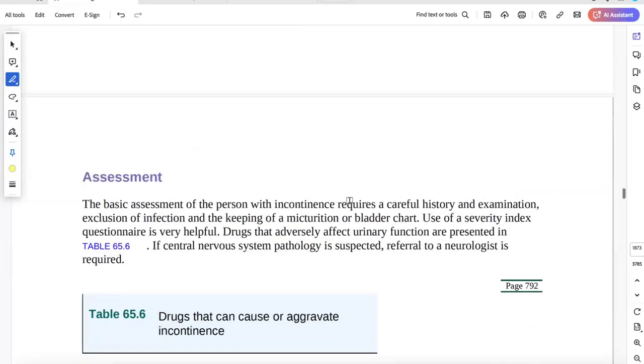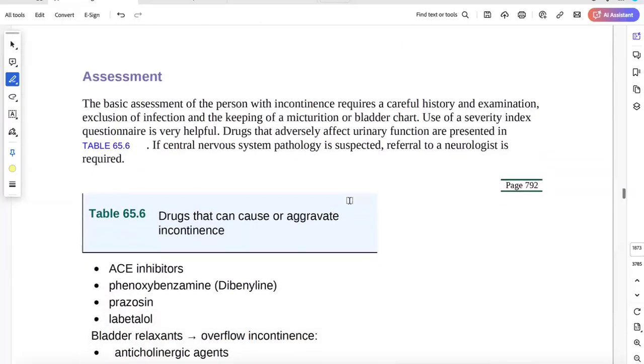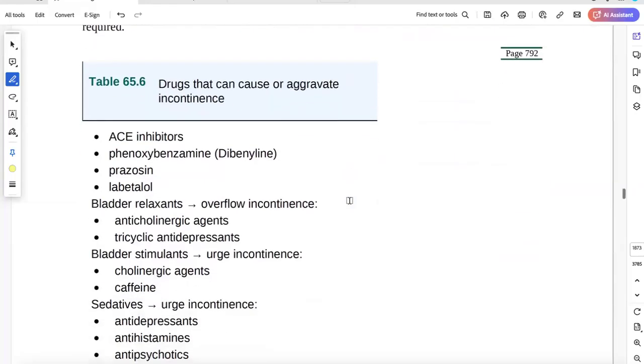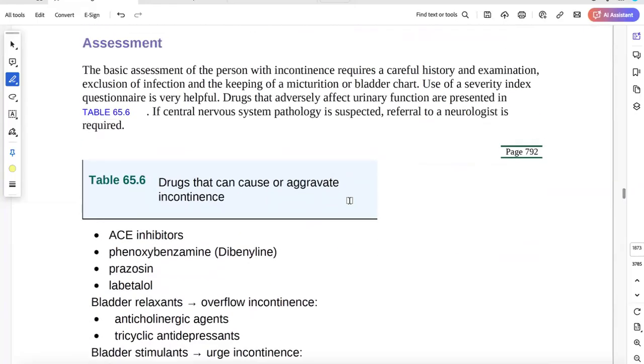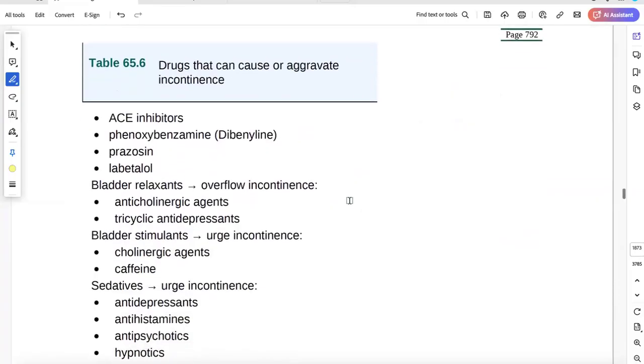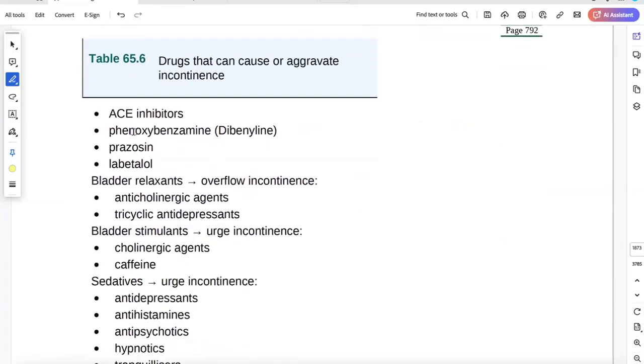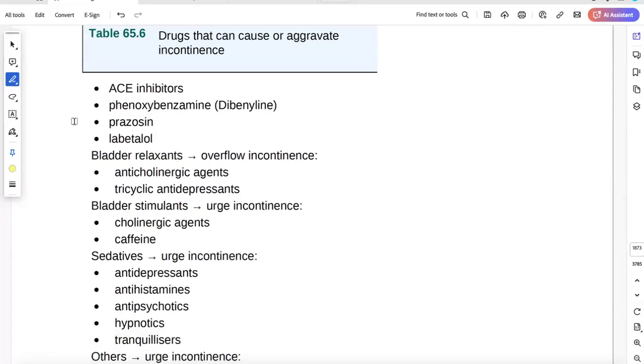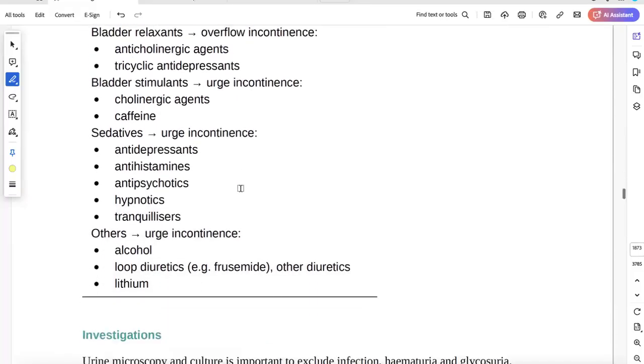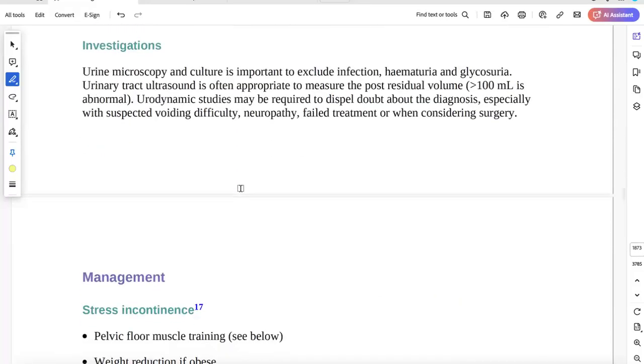Okay. So how do we assess a patient who has incontinence? A lot of the time, the only thing that can cause this is a medication. So look for any medication which can aggravate incontinence and see if we can change it to something else. But as part of investigation, everyone who comes to you with incontinence, you need to first do a urine microscopy and culture to rule out infection.